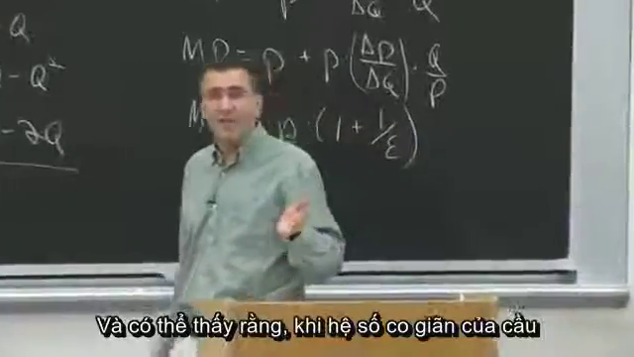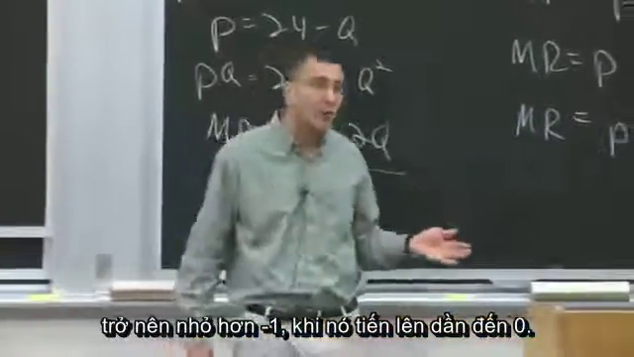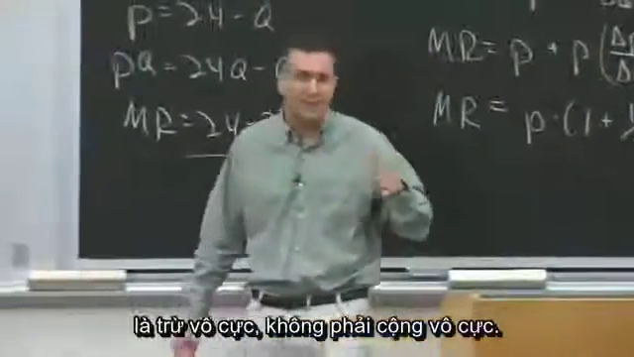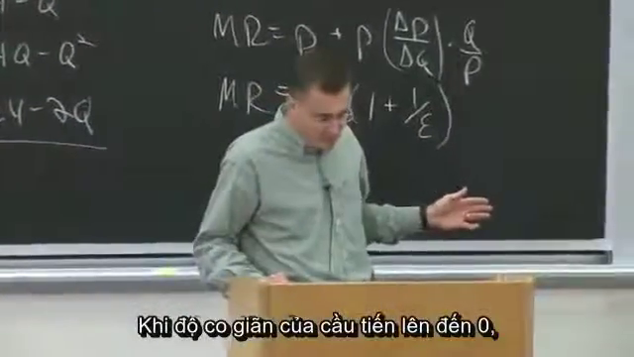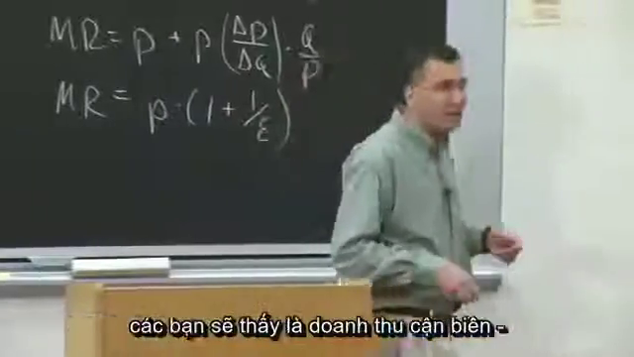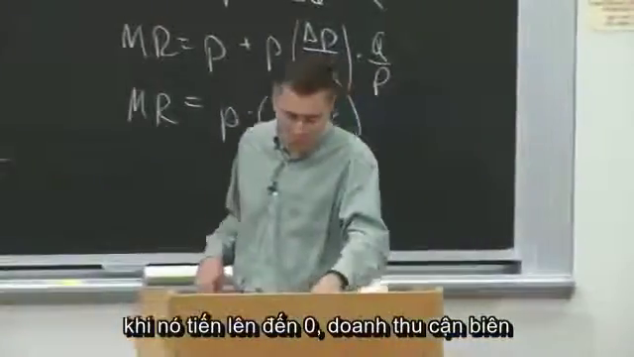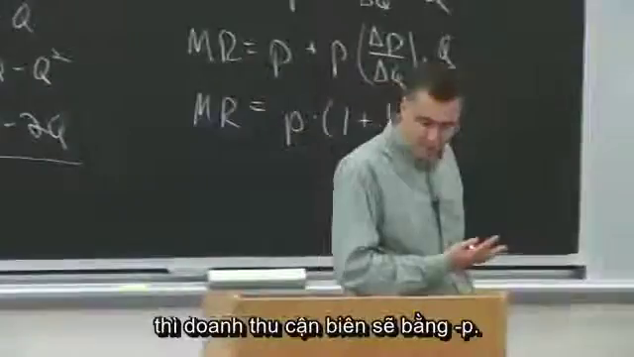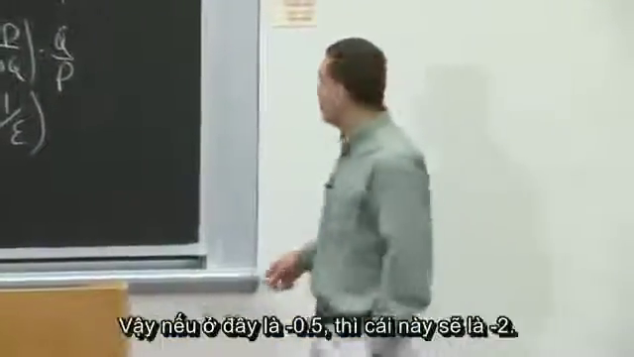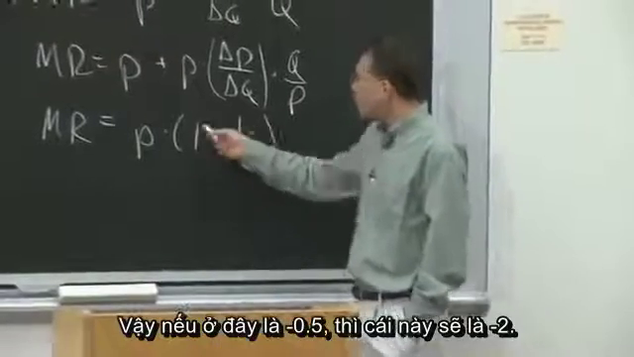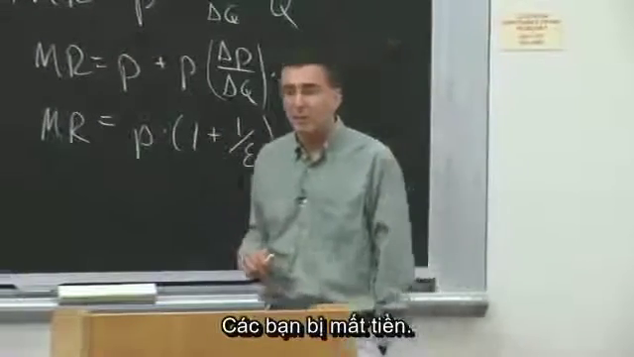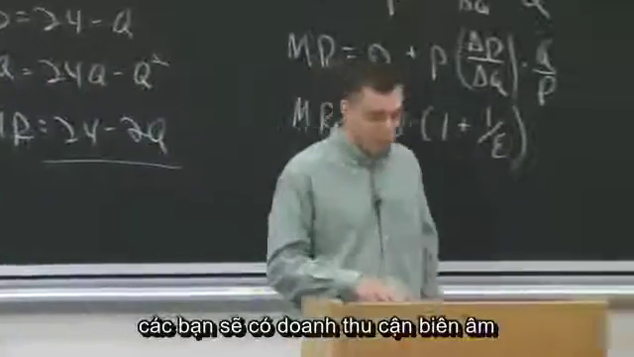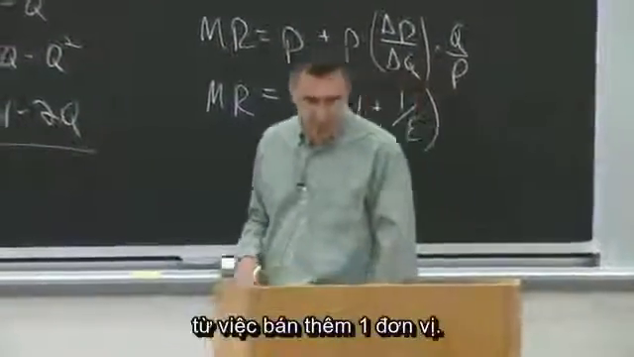And as you can see, as the elasticity of demand gets below -1, as it approaches 0 from below, okay, I should have said perfect competition, I'm sorry, it was negative infinity, not infinity. As the elasticity of demand approaches 0 from below, marginal revenue is going to become negative. So for example, if the elasticity of demand equals -0.5, then the marginal revenue equals -P. So if this is -0.5, then this becomes -2, so marginal revenue equals -P. You lose money. So as that elasticity of demand approaches 0, you're going to have a negative marginal revenue from selling the next unit. Okay? And why is that?